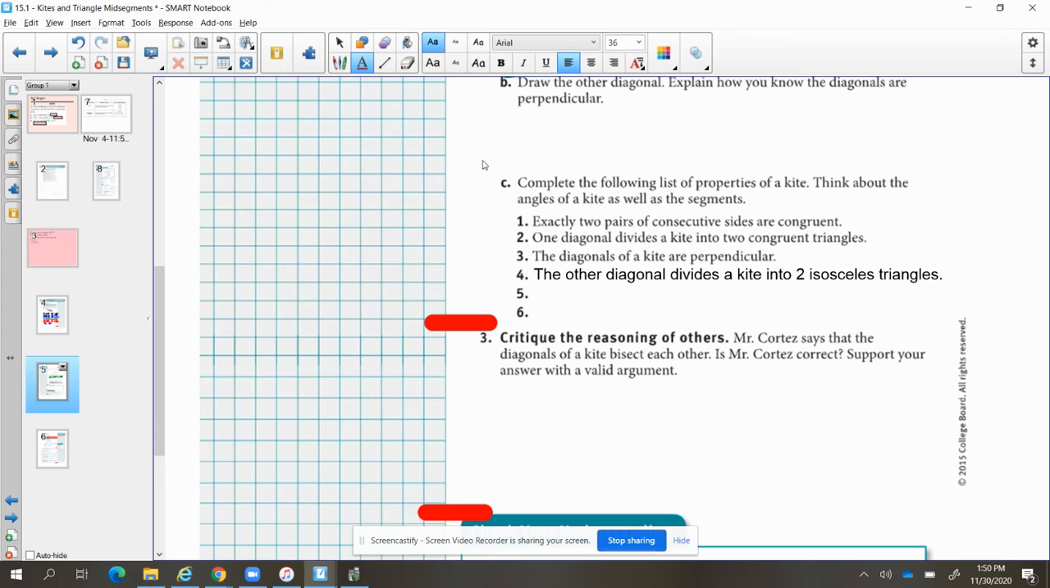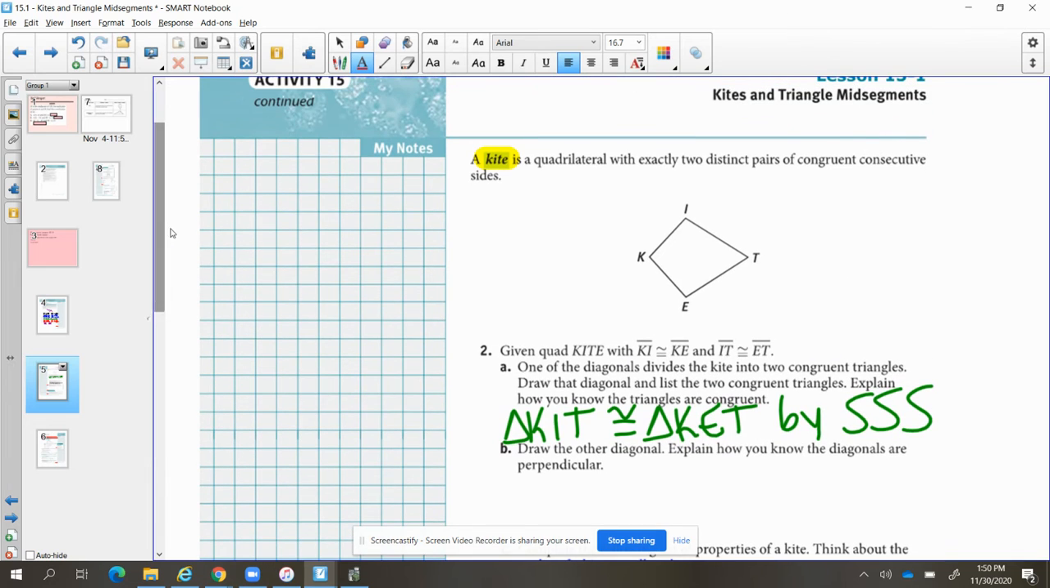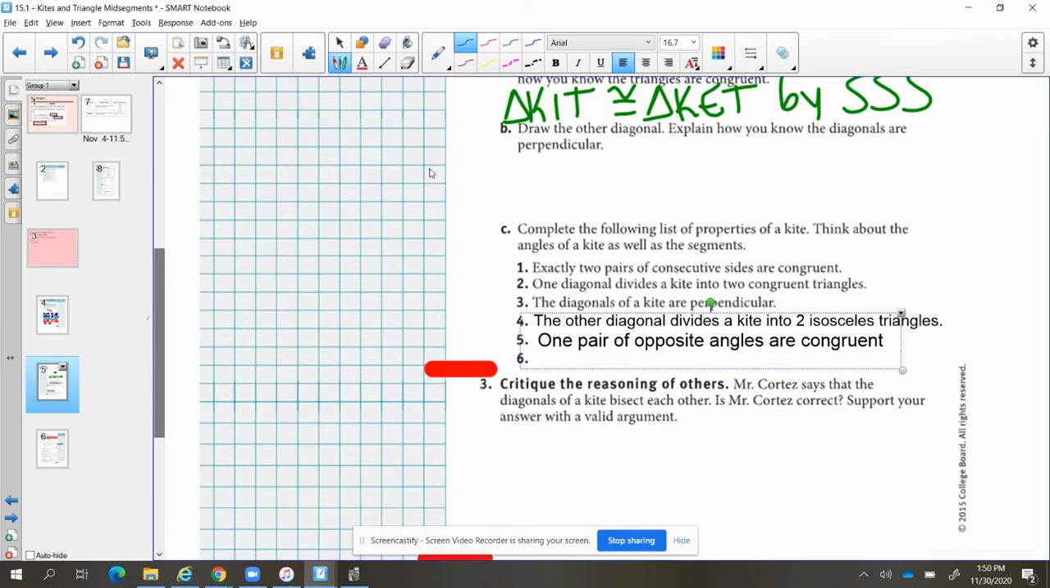Right, the next thing then is for number 5, we also have one pair of opposite angles congruent. And again, that goes back to the idea of the CPCTC that we were talking about a little bit ago, because when we divided this into two triangles, we said by CPCTC these are congruent. Well, that means this pair of opposite angles, angle I and angle E, are going to be congruent. So that's what number 5 is telling us.